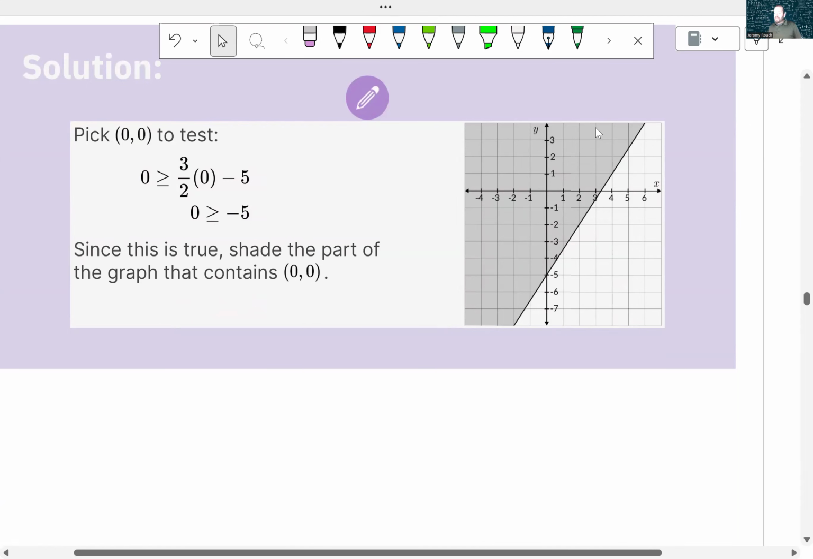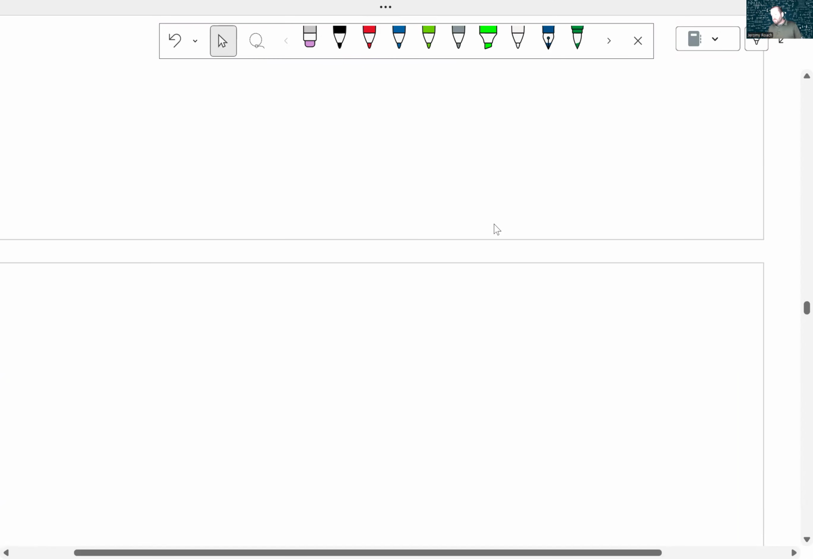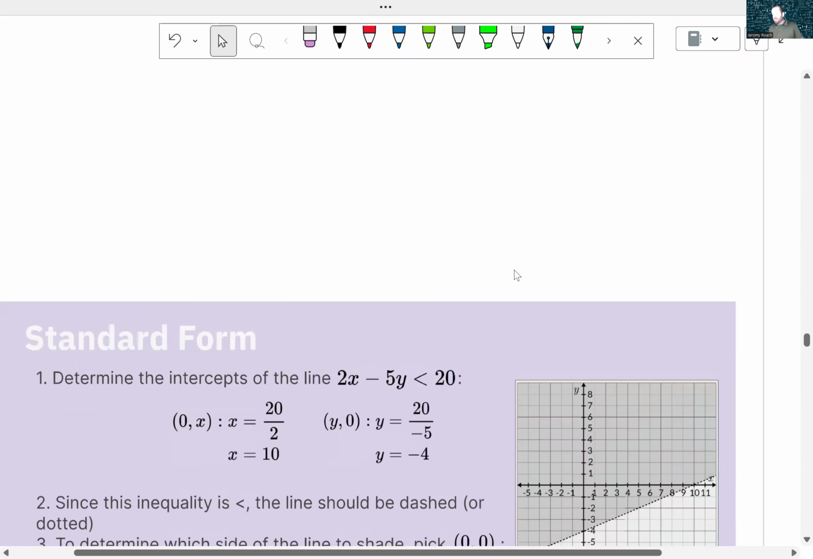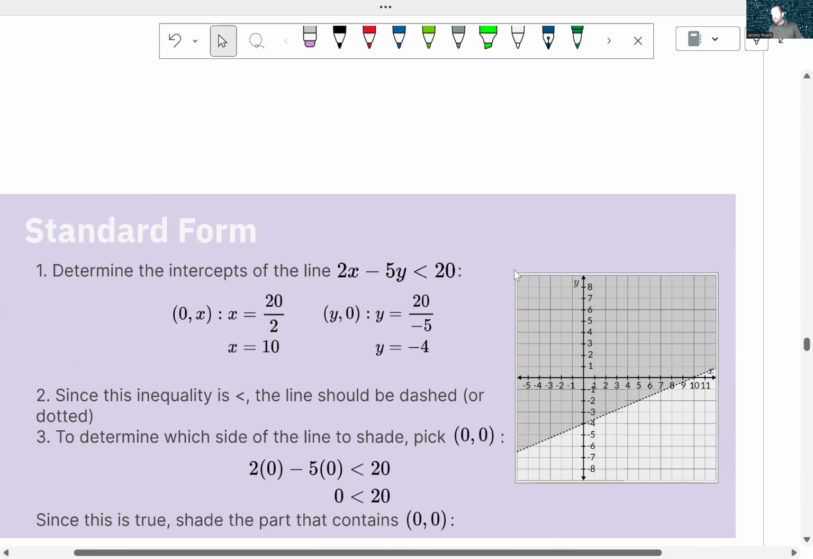So you've got to decide, is it going to be above or below the line? Or you can think of it as to the left or to the right of the line for your test point. This gets a little bit complex, I think, with talking about standard form, so I'm going to skip that part for now.